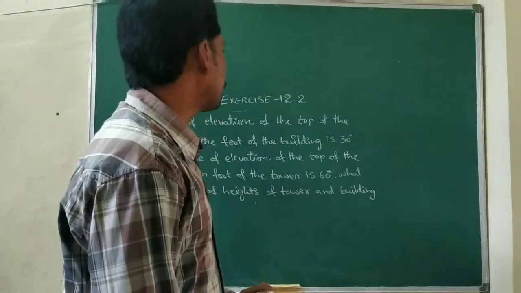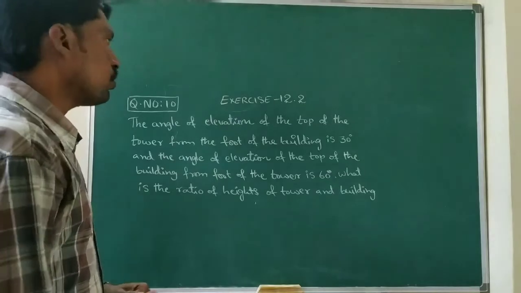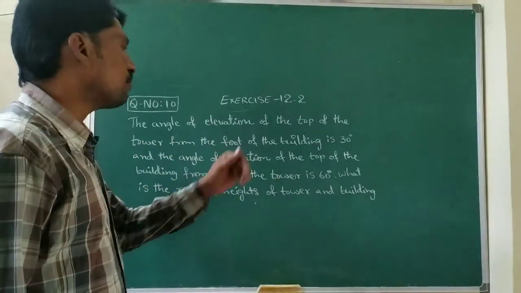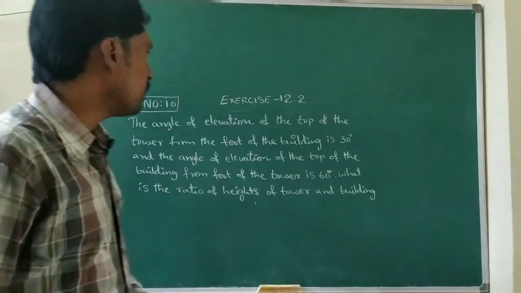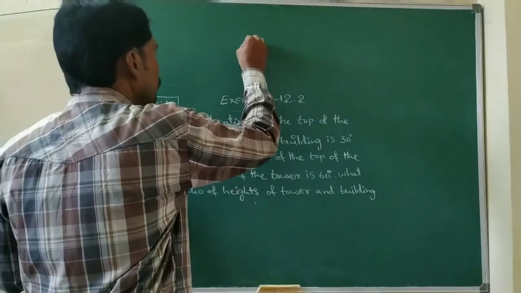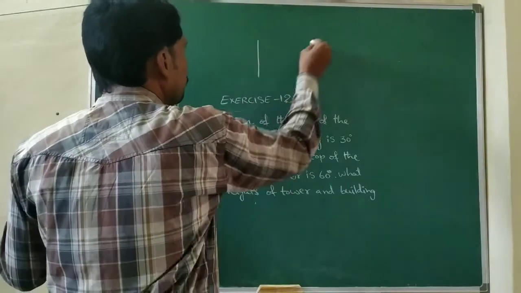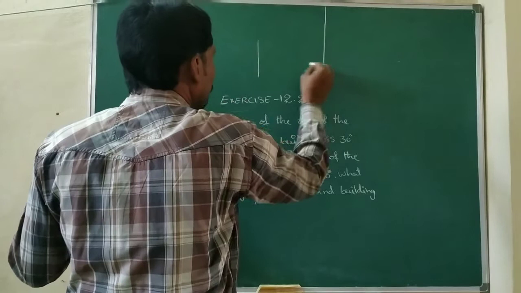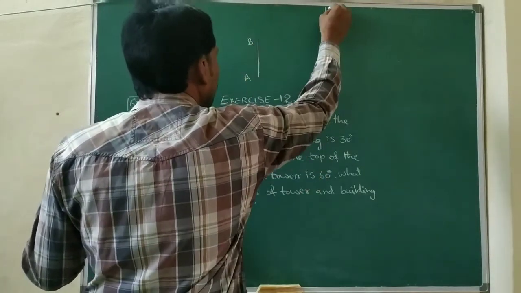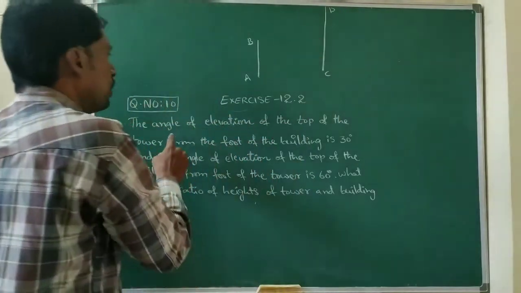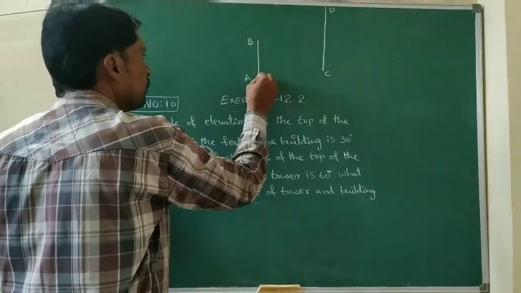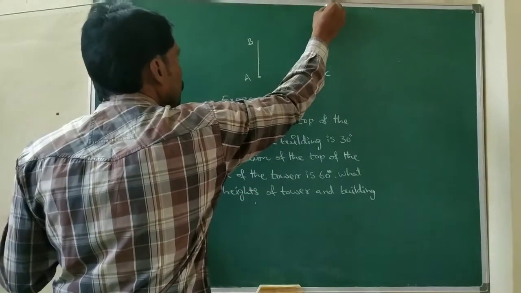What is given in this problem? Here a tower and a building are given. So first you can take the figure. This is the building I am taking, AB as the building. This is the tower, CD is the tower. The angle of elevation of the top of the tower from the foot of the building. This is the foot of the building. This is the top of the tower.